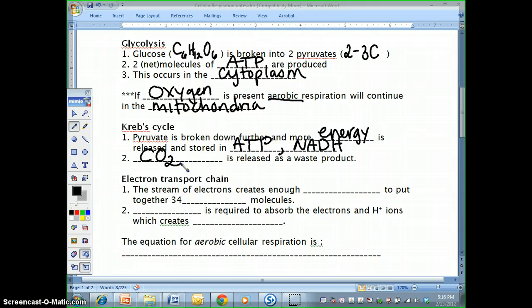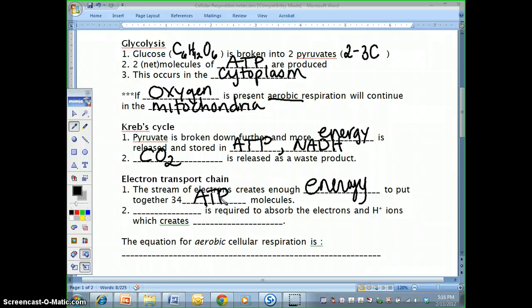Okay? And finally, the last stage is called the electron transport chain. The stream of electrons creates enough energy. So it's the electrons that create this stream of energy, which then causes the hydrogen ions to build up inside the mitochondria, which then stream through the proton pump, which, as you saw in the video, is what creates the energy to make the ATP. So what we're writing down is really a simplified version of what we saw in the video.